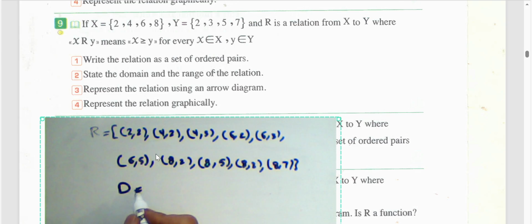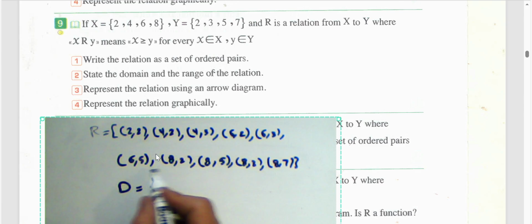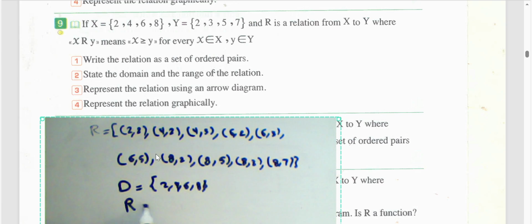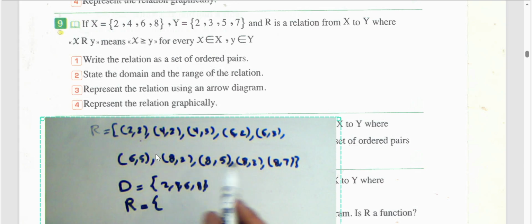Then we can find the domain of this relation. The first: 2, 4, 6, 8. And the range, we can write the images. We have 2, 3, 5, 7. The range.